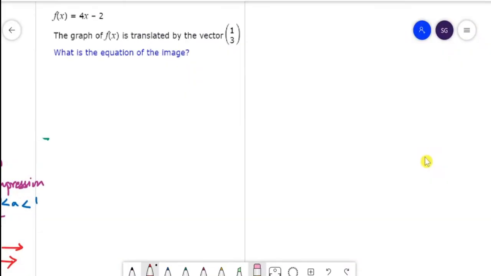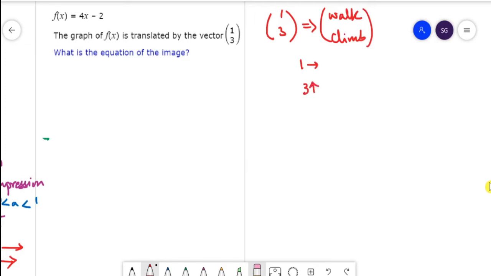Okay, so now we move on to a task that I selected from the MYP. This says f of x is 4x minus 2 is the original graph, and the graph of f of x is translated by the vector. Remember, the first one is walk, and the other one is telling you to climb. If this is a positive number, it means forward. So we are going to move 1 unit forward, and this is a positive number, so that's 3 units upward.